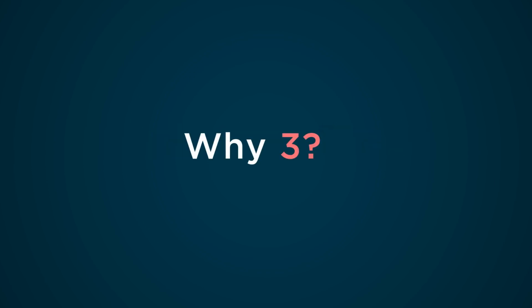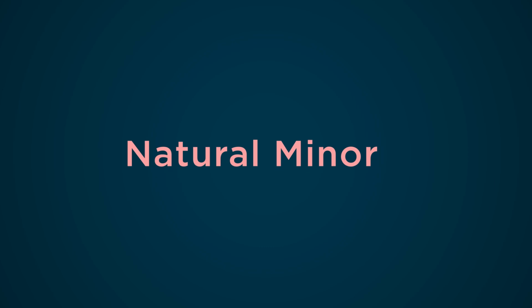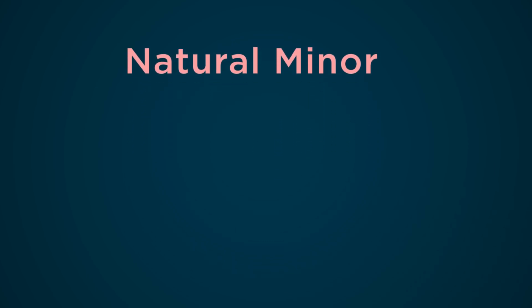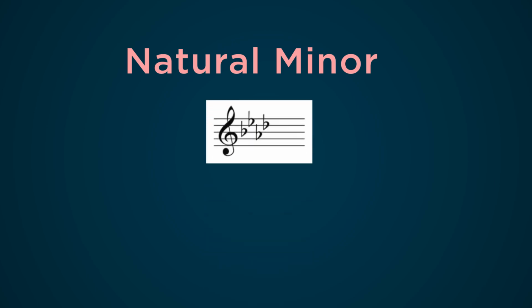So why three? Why do we use them? Well, first let's explore how each scale is constructed. The natural minor is actually the easiest to understand in this sense, because whenever we play in a minor key or a major key, we are given a key signature at the start. This tells us what key we are playing in and what flats or sharps are in that key.